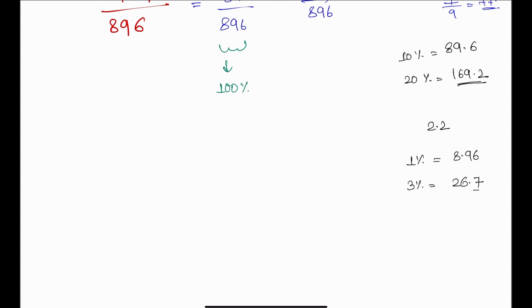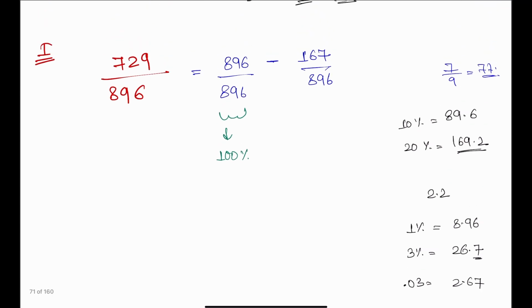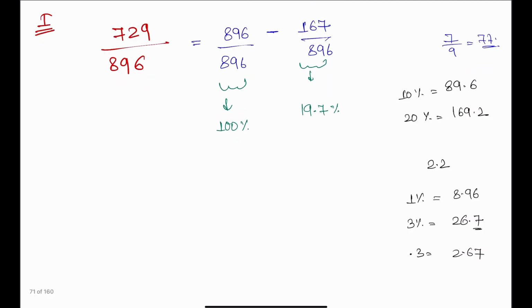Let's take 7, right? So if 3% is this much, then 0.3% will be 2.67, right? Sorry, 2.67, and if we just take 0.0, it will be somewhat equal to this much. So I can say that this one is extra. So we need to remove 20 minus just 0.3, right? Just 0.3. So it will be somewhat equal to 19.7%.